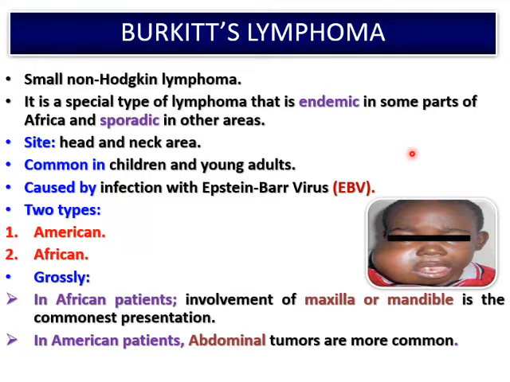Burkitt's lymphoma is a type of high-grade lymphoma. It's a special type of lymphoma that is endemic in some areas and parts of Africa, and sporadic in other areas. Endemic in Africa, but sporadic in other areas like America. Usually affecting the head and neck, common in children and young adults, caused by infection with the EB virus, Epstein-Barr virus. We have two types of Burkitt's lymphoma, African type or American type. In the African type, it usually affects the maxilla or mandible. In the American type, the tumor usually affects the abdomen.